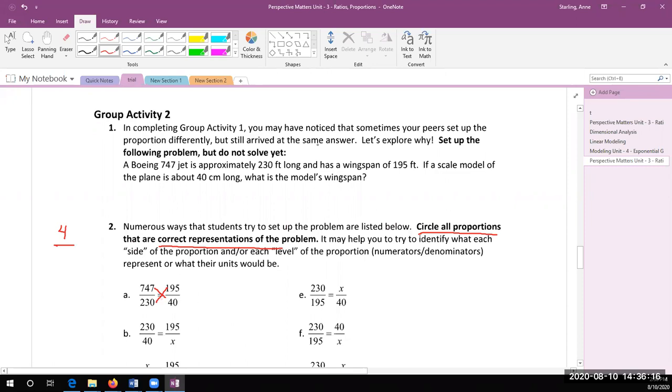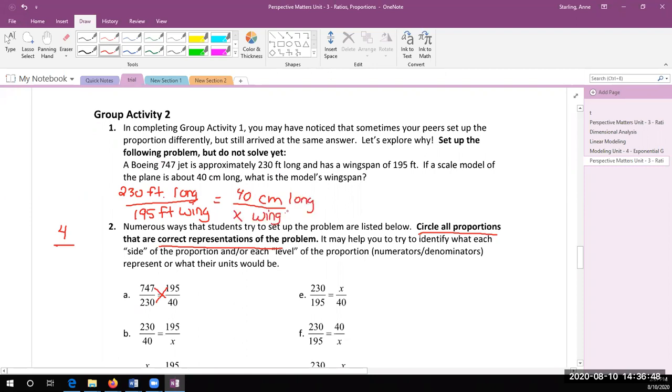So first, I'm just going to read through this and set it up the way I might want to set it up. So a Boeing 747 is 230 feet long and has a wingspan of 195. So that's the wing. So over here, the scale model, I'm going to put the length first, so 40 centimeters long. And then I'm going to put the wingspan on the bottom.